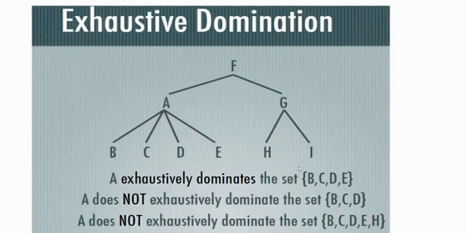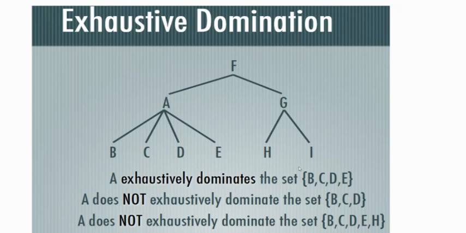Exhaustive domination. What is that? Can you explain to me what is exhaustive domination? Could be the complete rules, the whole rules. Exhaustive domination. It's clear because this is a PowerPoint presentation. A exhaustively dominates all of them. A exhaustively dominates B, C, D, and E. That's it. What does that mean?